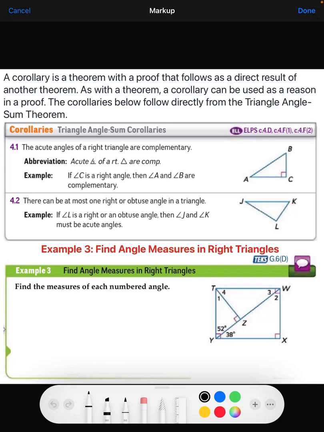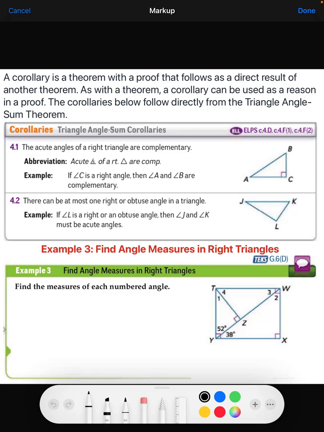A corollary is a theorem with a proof that follows as a direct result of another theorem. As with a theorem, a corollary can be used as a reason in a proof. The corollaries below follow directly from the triangle angle sum theorem. Let's take a look. 4.1 says the acute angles of a right triangle are complementary.